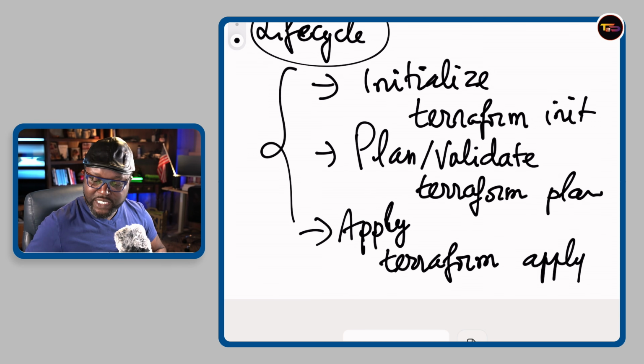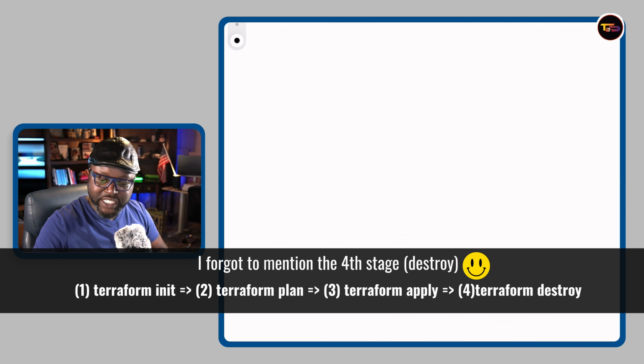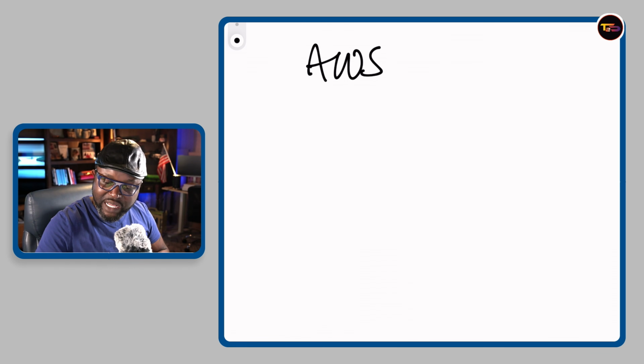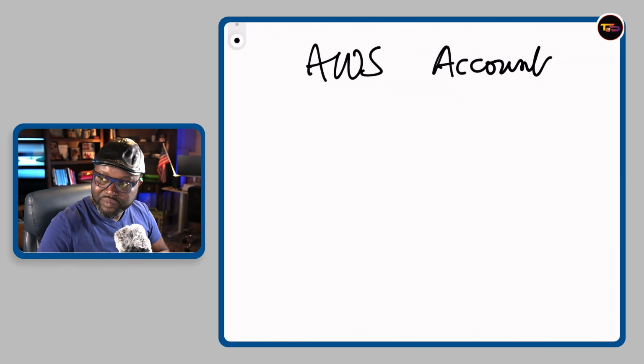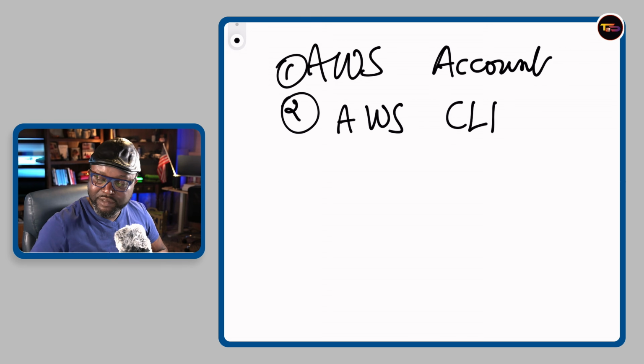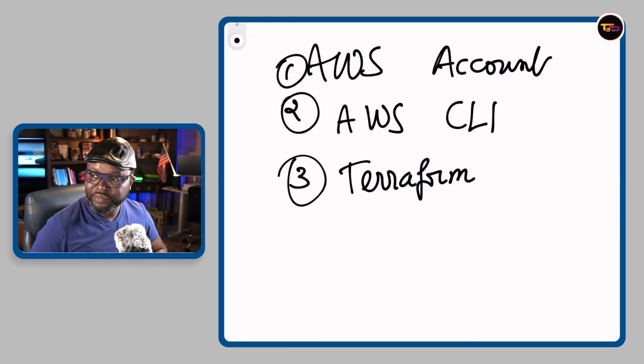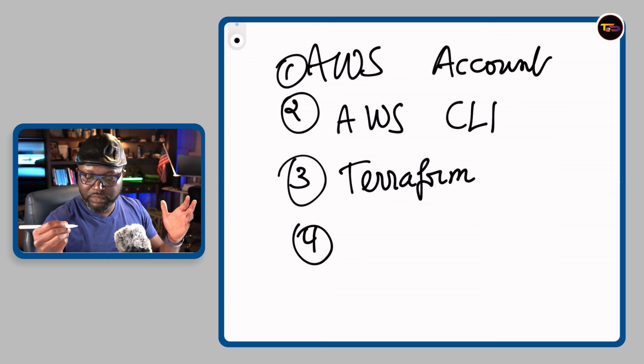The prerequisites, what do you need to complete this project? First of all, you're gonna need an AWS account. So that will be number one. Number two, you're gonna need the AWS CLI. Make sure that it's installed on your system. And number three, install Terraform on your system. So you're gonna have to install that, and then you should be ready to go.